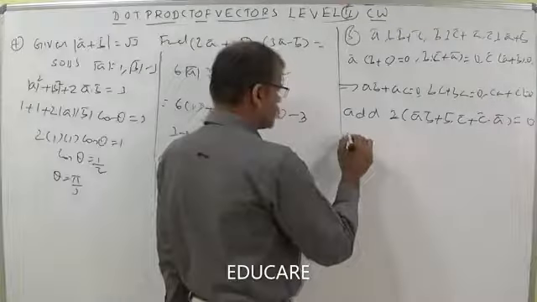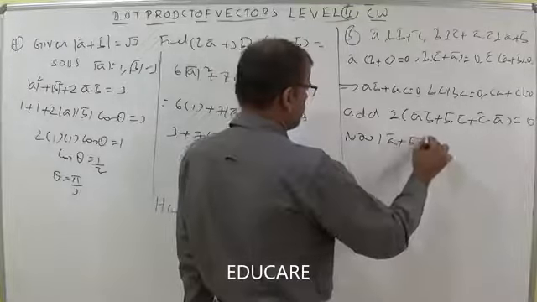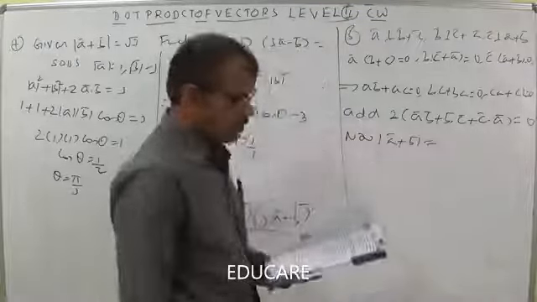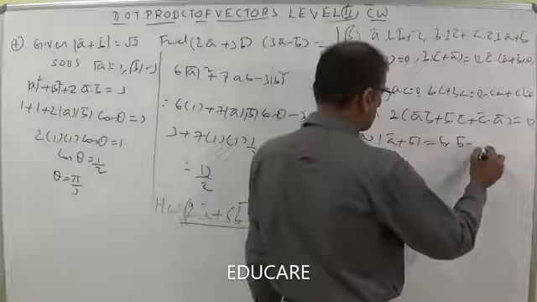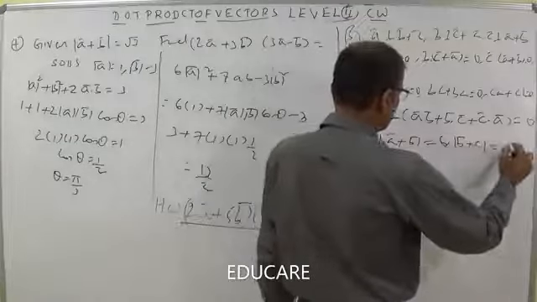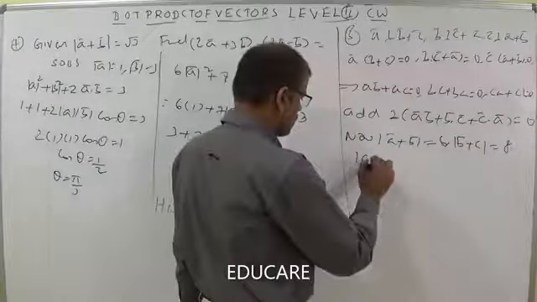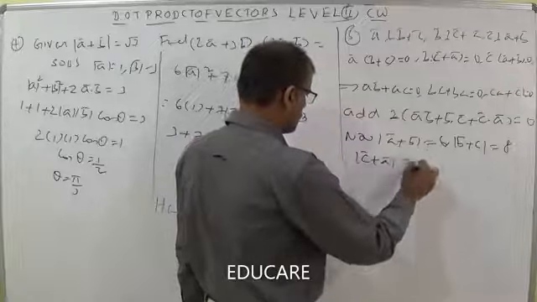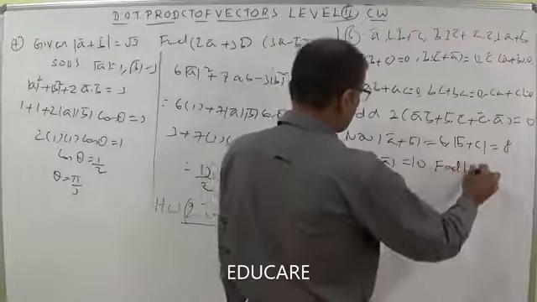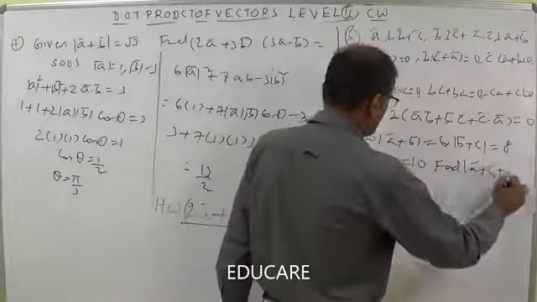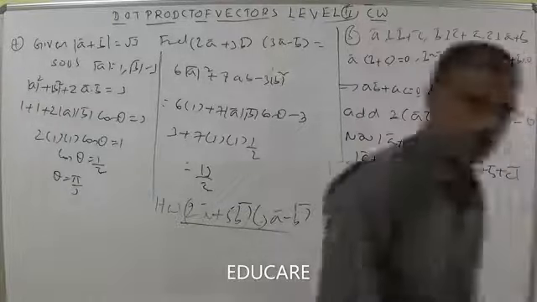Now, what is the data he given? You write modulus of a bar plus b bar he given as 6. And modulus of b bar plus c bar he given 8. And modulus of c plus a he given 10. Now he is asking find modulus of a bar plus b bar plus c bar.